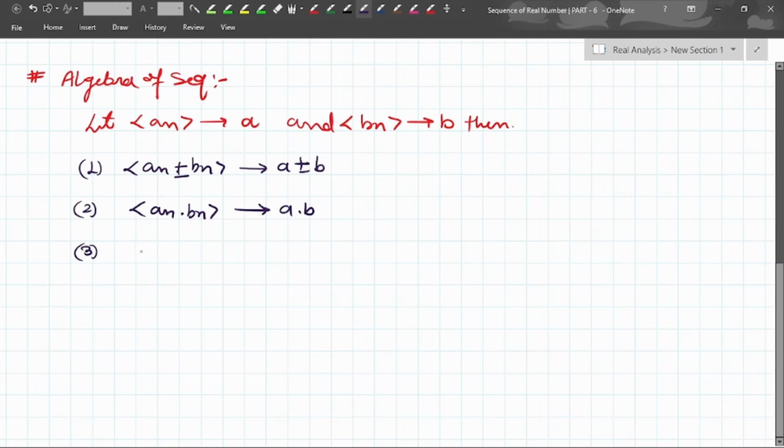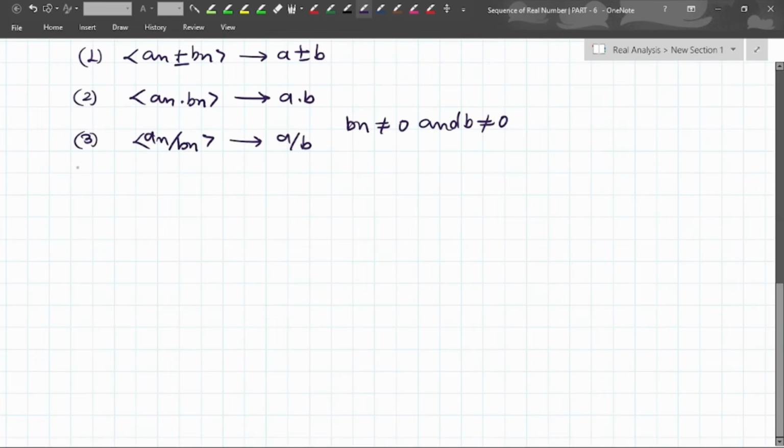The third one is: the algebra means addition, subtraction, multiplication, and division. So the sequence a_n divided by b_n will go to a by b, where b_n is not equal to 0 and also the limit b is not 0. The fourth result is: if I multiply the sequence by any k, then it converges to k into a. And if I take the absolute value of this sequence, then it will converge to the absolute value of a.